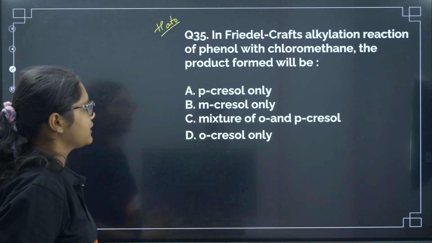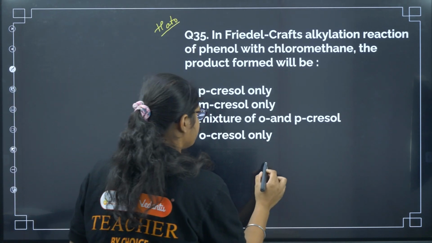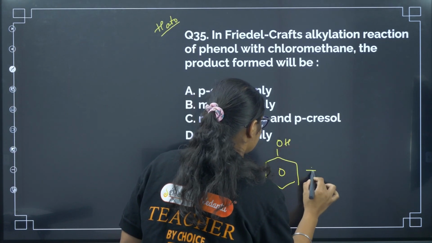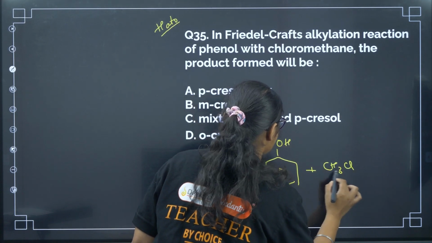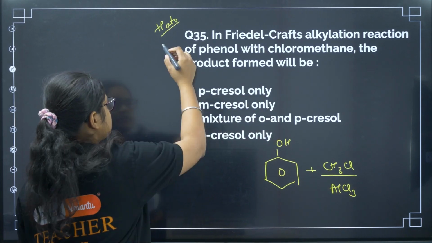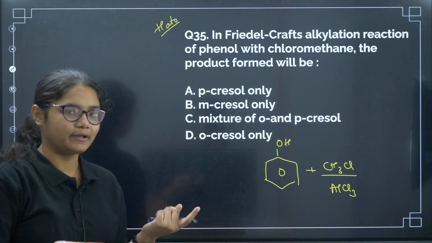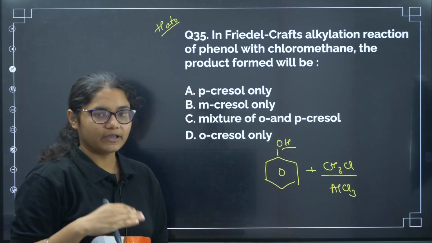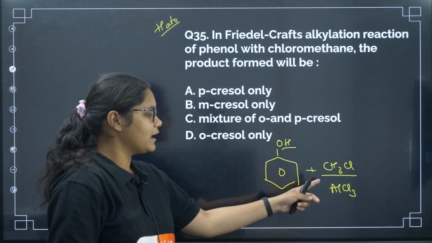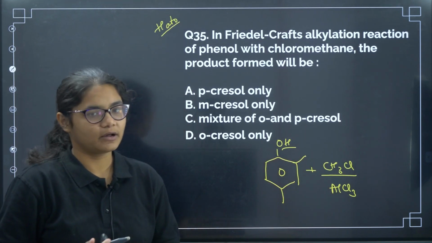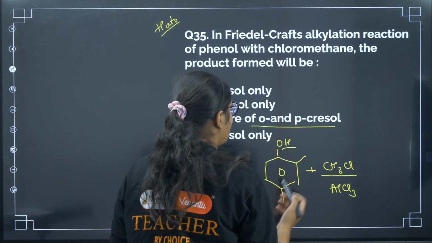So in Friedel-Crafts alkylation reaction of phenol with chloromethane, we have phenol, okay, and we have chloromethane, that is CH3Cl, AlCl3. So this question is from your alcohols, phenols also, haloalkanes, haloarenes, this reaction is also there. So we know phenol is an ortho para directing group. So when you add Friedel-Crafts alkylation, CH3 will come in the ortho position and in the para position. So a mixture of ortho and para cresol.